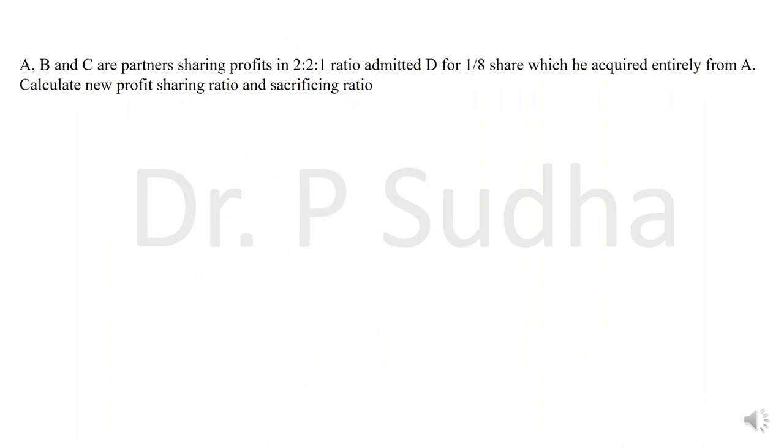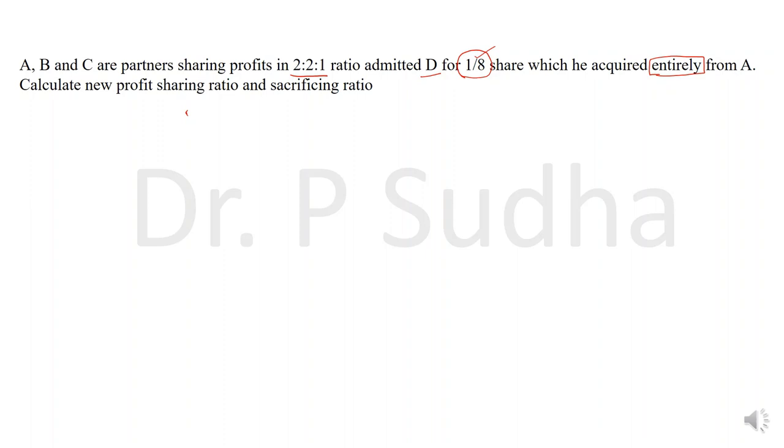Okay, this is the next question. A, B and C are partners sharing profits in the ratio of 2 is to 2 is to 1. So this is the old ratio. They admit D. D is the new partner and the new partner is getting 1 by 8th share, which he acquired entirely from A. So the new partner's share is given and only one partner is sacrificing the share of profit.